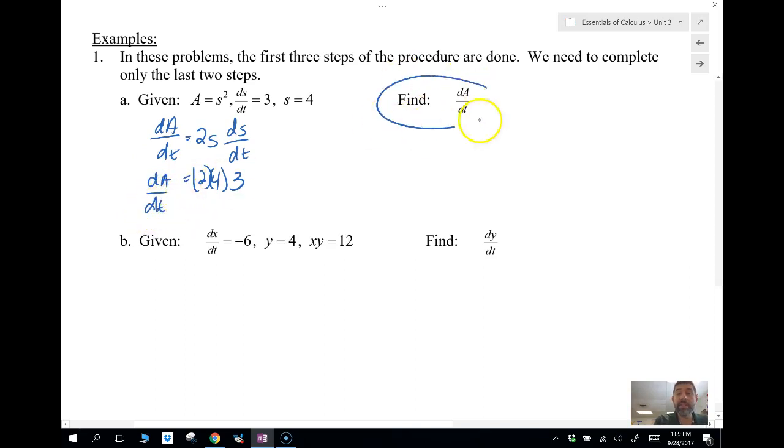How do I know that? Because it says find dA/dt. I'm going to do what it tells me to do, right? So 2 times 4 times 3 is 24. Now I don't have any units quite yet because I don't have any context.